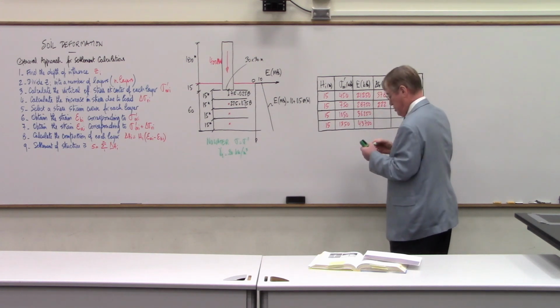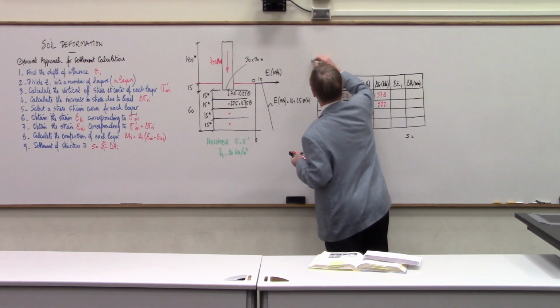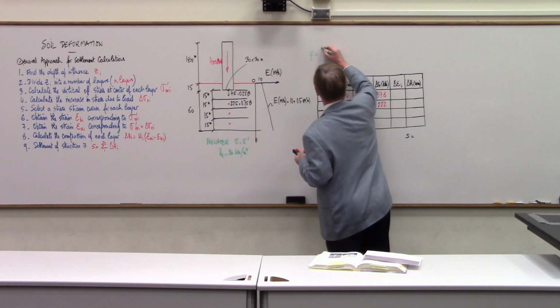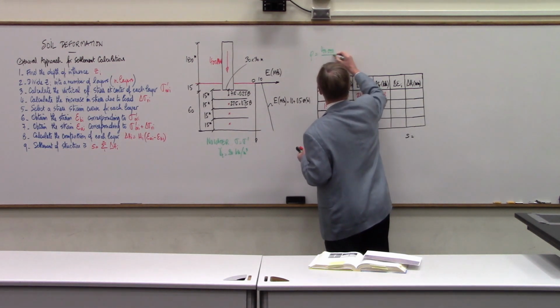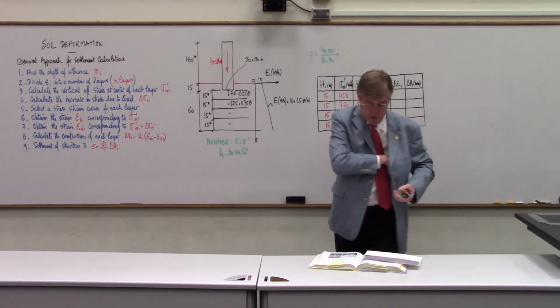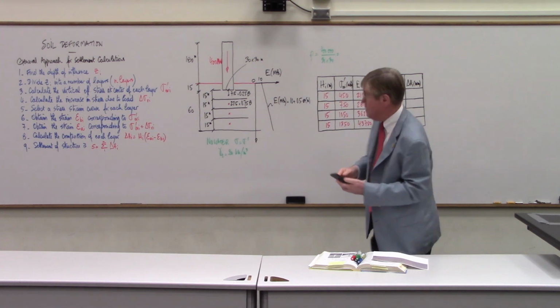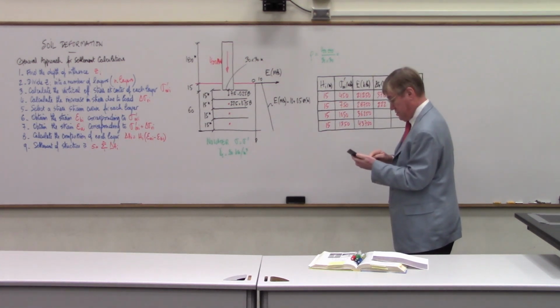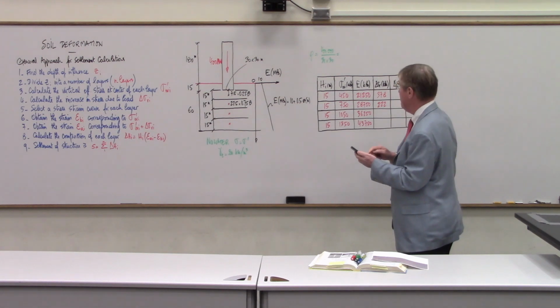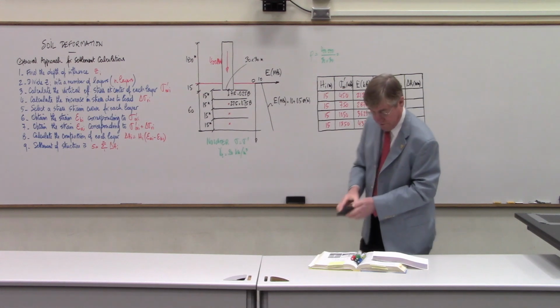So remember, the pressure under the building is going to be P equals 400,000 kilonewton divided by 30 times 30. So this is going to be, let's see, I have my calculator here. 400,000 divided by 30 divided by 30 equals 444.4.